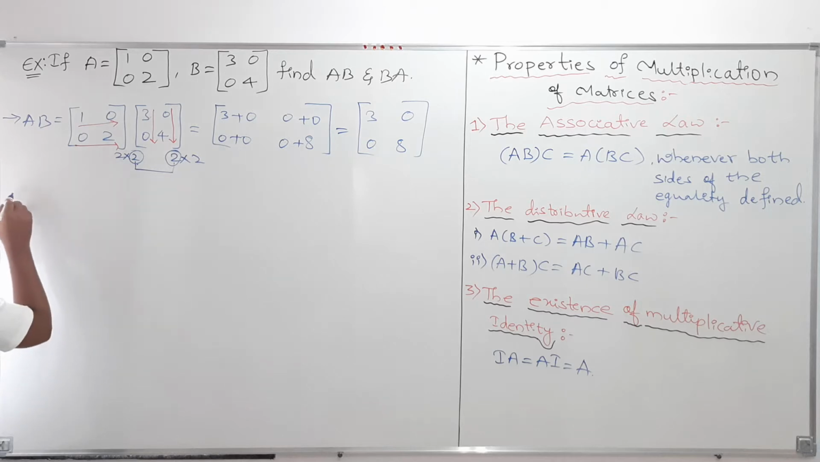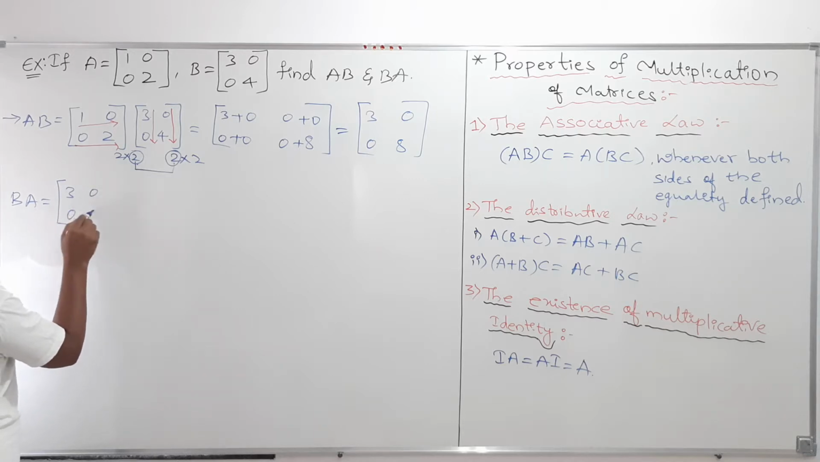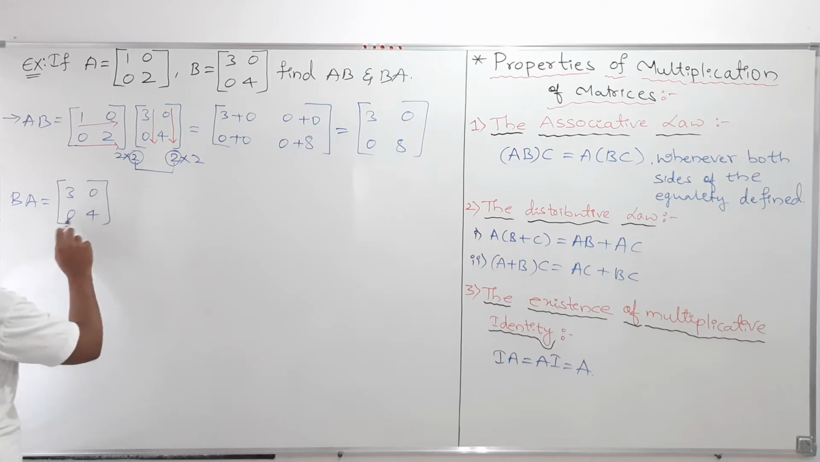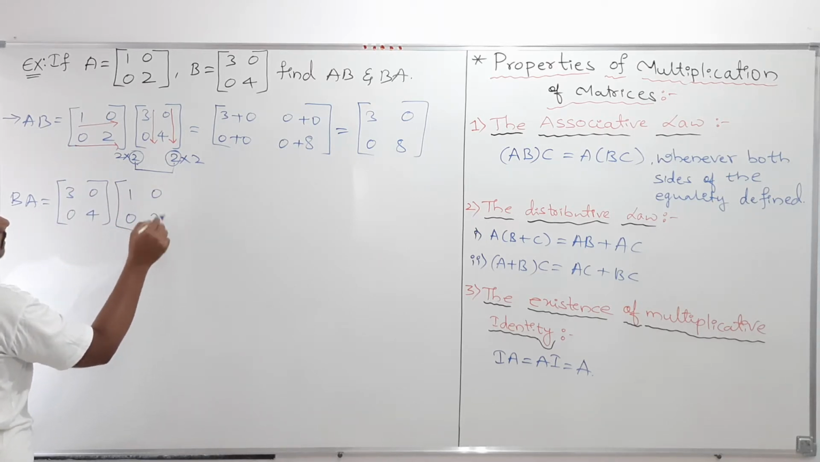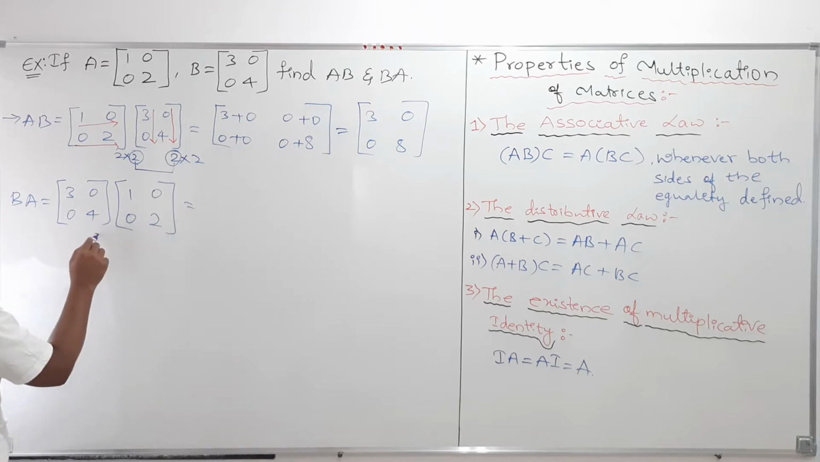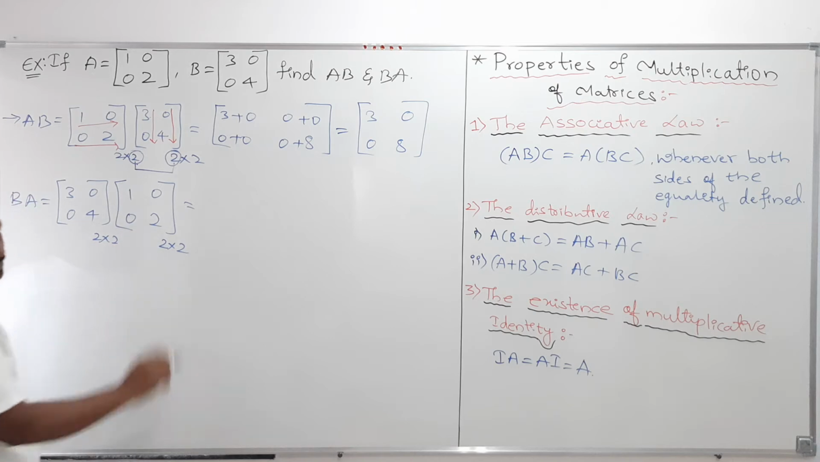Similarly, we will find out the BA value also. So BA is equal to, here my dear friends, B is [3 0; 0 4], and next the A matrix. What is A? [1 0; 0 2]. Here also, my dear students, the order of the matrix is 2 cross 2.